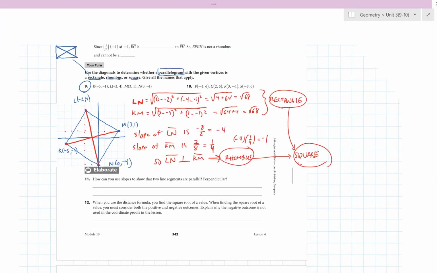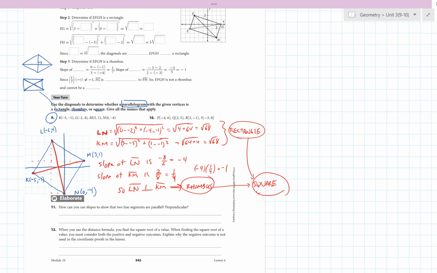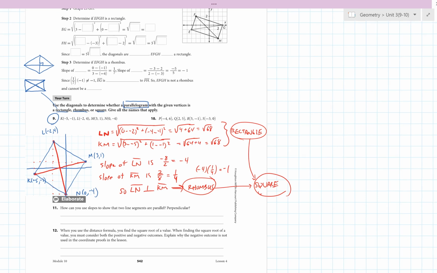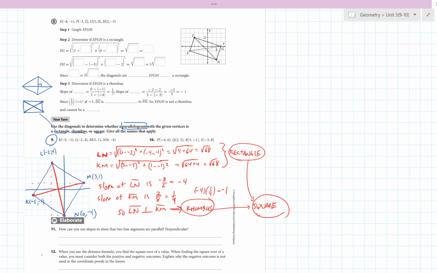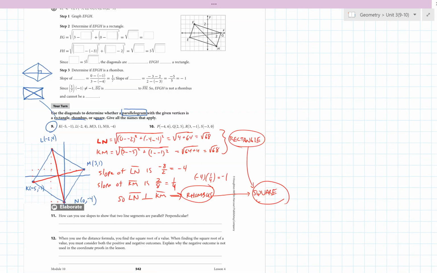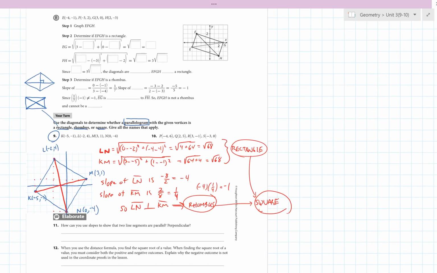All right, and that completes the notes for section 10.4. So if you need to, you can always go back and watch any of these sections again, and otherwise you're ready to go ahead and try the assignment.